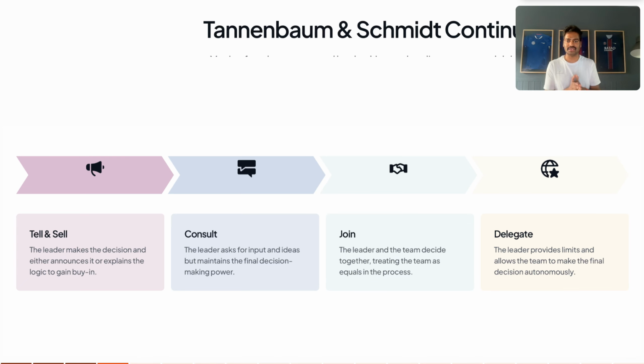Tannenbaum and Schmidt said it's not a simple choice between bossy and nice. It's a continuum. At one end, boss-centered leadership, the manager tells the team what to do. No questions, that's autocratic. But move along the line. The manager sells the decision. They still decide, but they explain why. And as you come further along, the manager consults. They ask for input, then decide.